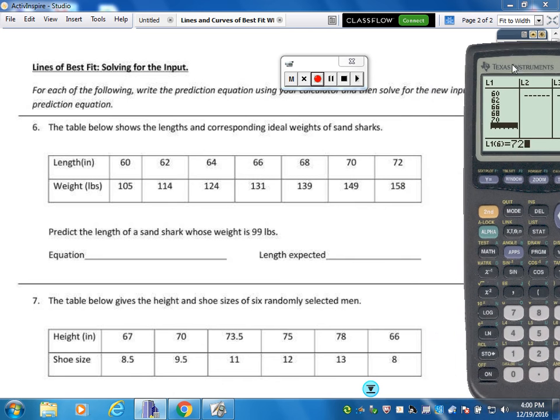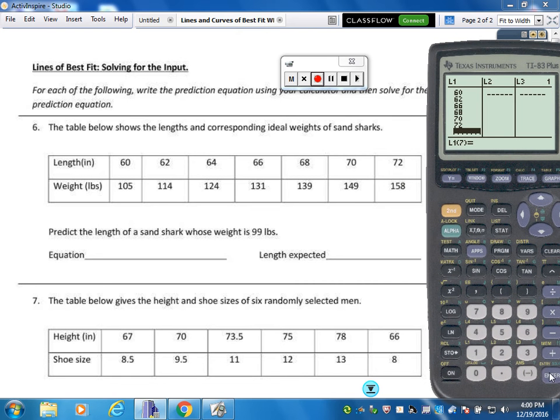I think that's all of it. Yes, it is. Good. On my L2, I'm going to put the weight of them, 105, 114, 124, 131, 139, 149, and 158. All right, that's not working out right. There's something wrong here. So, have you spotted it yet? And how did I know something was wrong? Well, see how these are uneven up here? That means I must have forgotten to enter something up here.